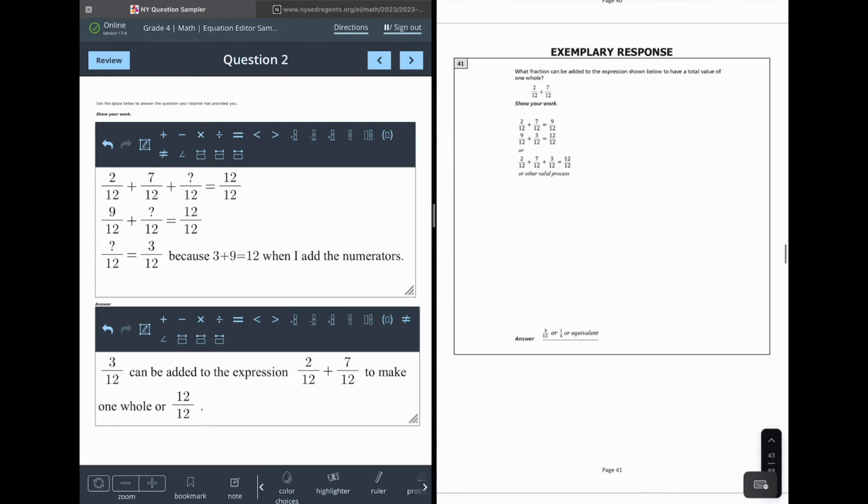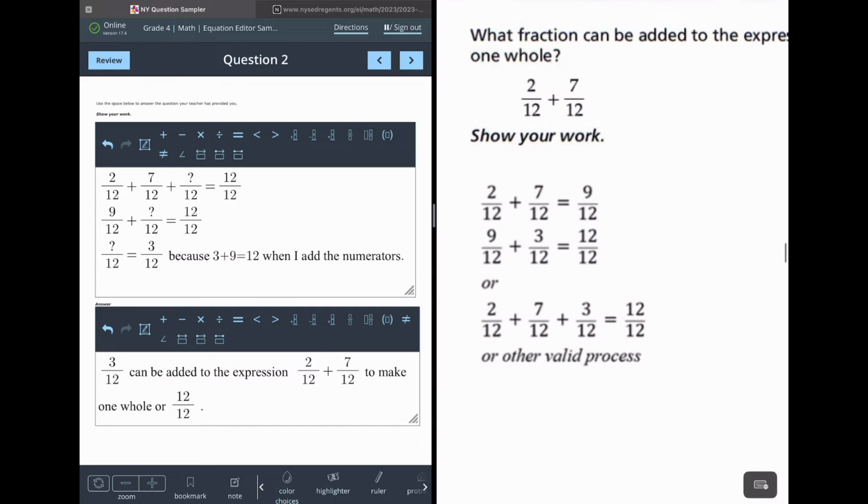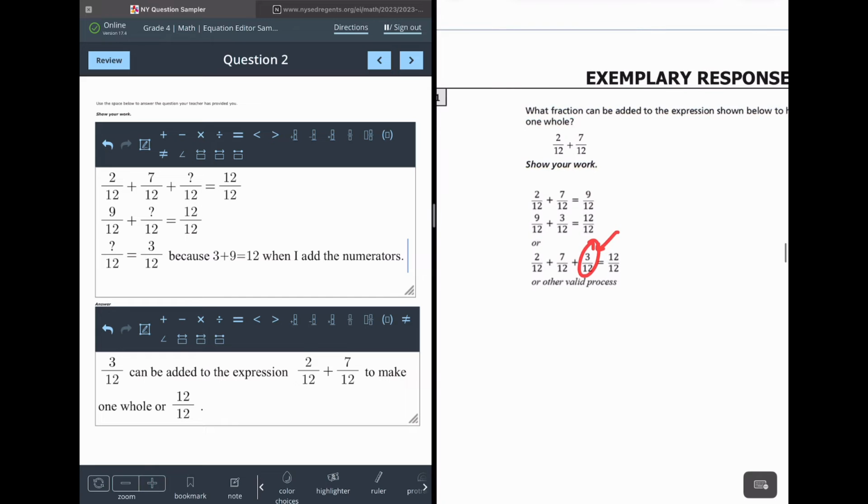And you can see for here, it's the same type of work where they added up the 2. Let's make this actually a little bigger. This is teeny tiny. So here a kid just did the same thing. 2 plus 7 twelfths is 9 twelfths. And then 9 twelfths plus 3 twelfths is 12 twelfths. Or they did the same part we did, which is to just figure out this answer. Okay?